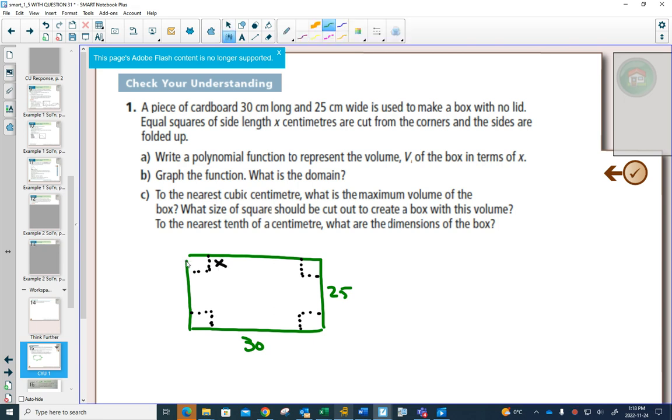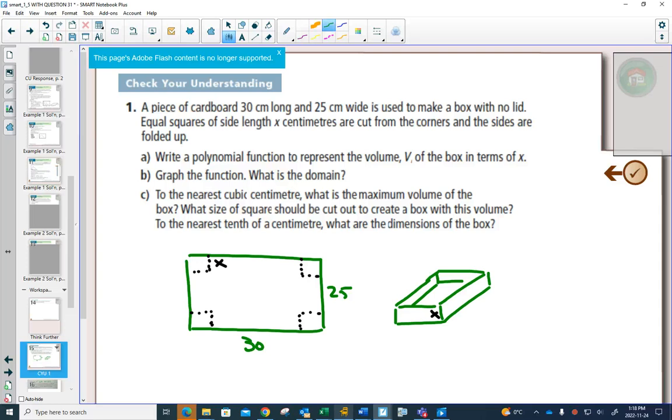Now, when you fold this together, can you see that this is the shape that it would make? And that the height is your X. How long is the length now?